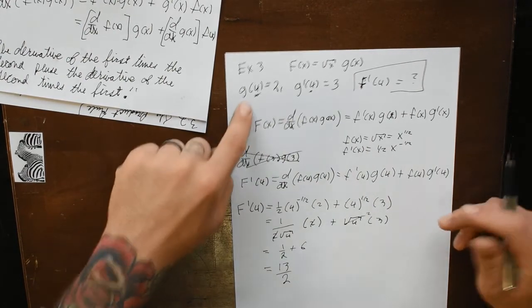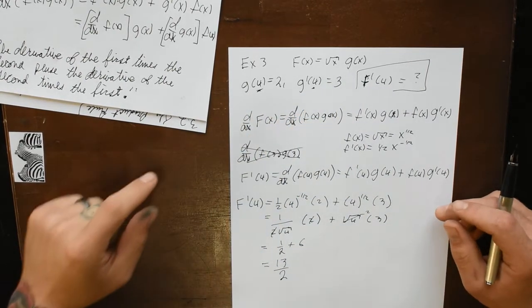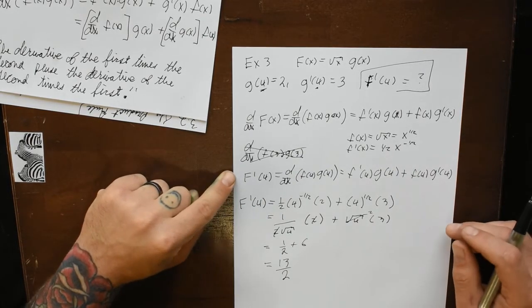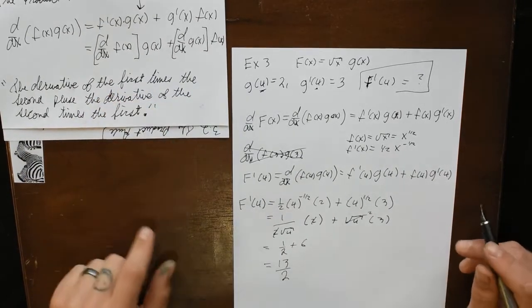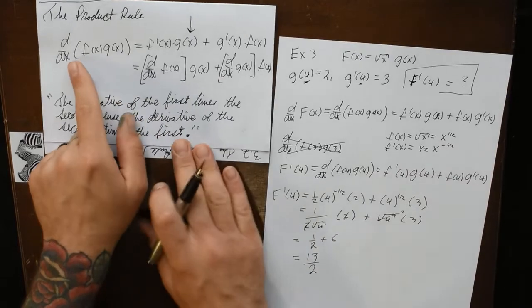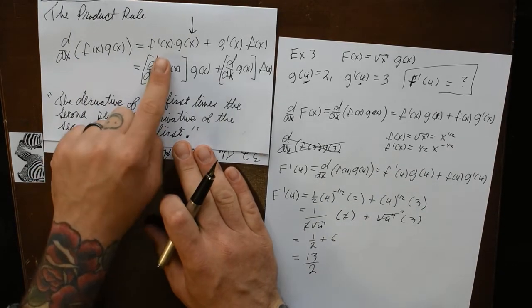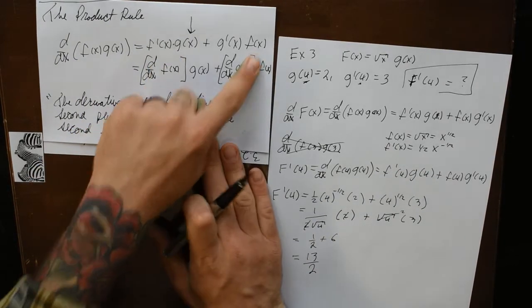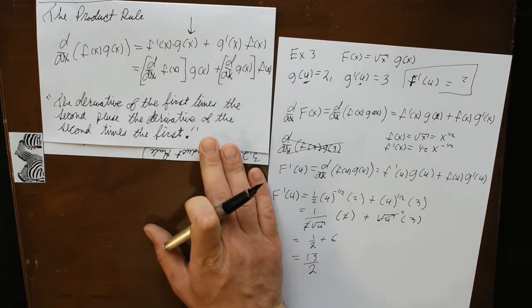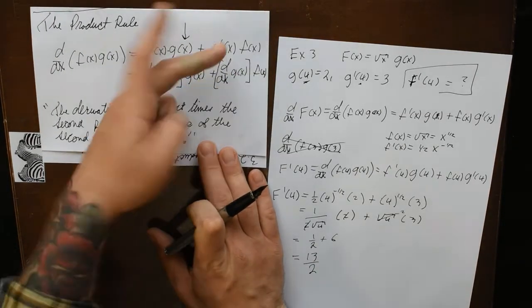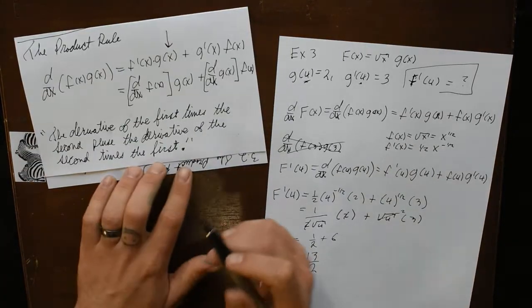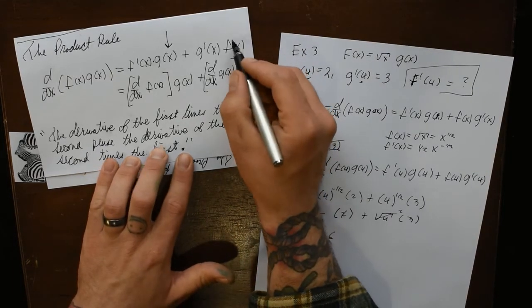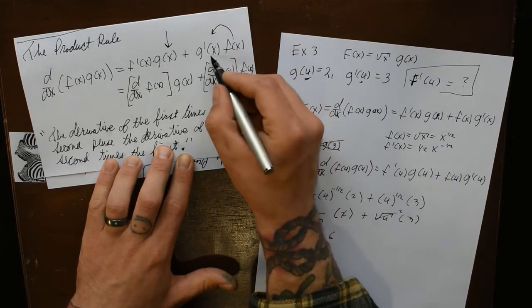So, just by being given the values of g, we were able to calculate the value of this derivative. For our product rule, we have the derivative of the product is equal to the derivative of the first times the second plus the first times the derivative of the second. Remember, you can multiply or add in any order you want to, and I think I've been saying it more in that order.